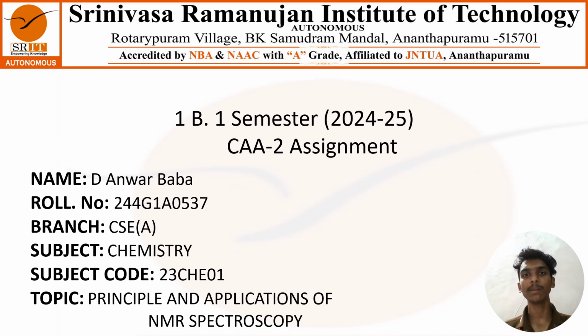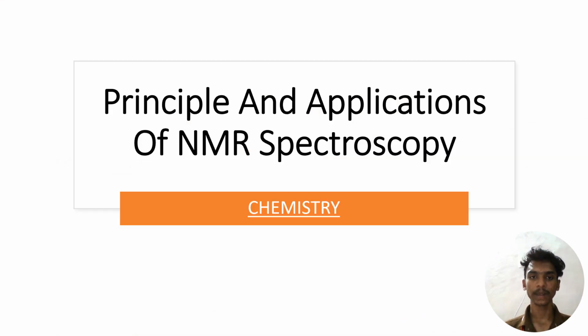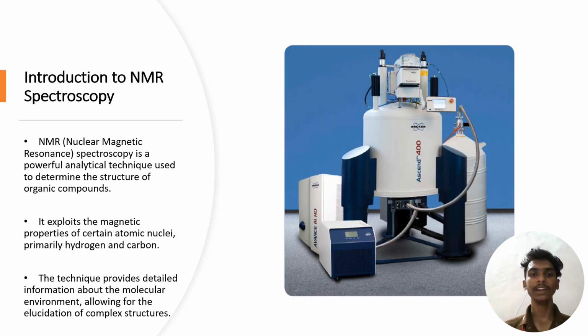I am here to discuss the topic Principle and Applications of NMR Spectroscopy. NMR Spectroscopy in Chemistry. Introduction to NMR Spectroscopy. NMR stands for Nuclear Magnetic Resonance. Spectroscopy is a powerful analysis technique used to determine the structure of organic compounds. It is used to define the structures of organic compounds.